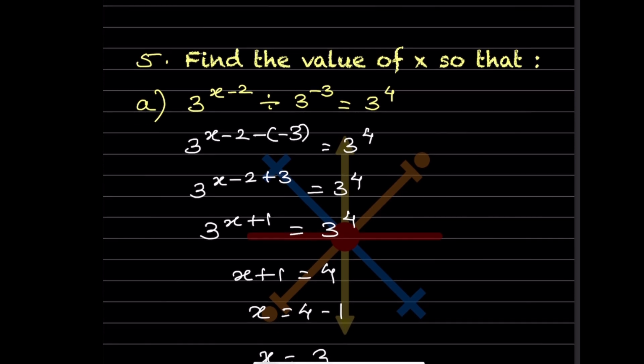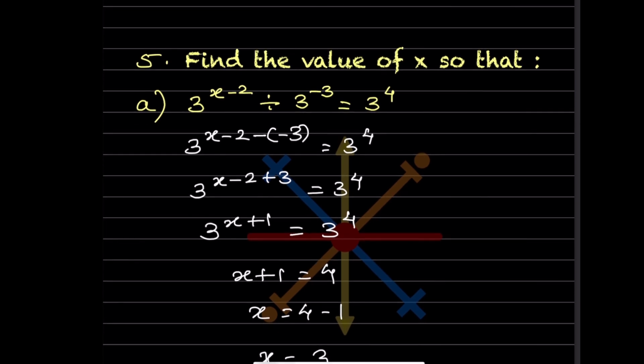Now the next problem, find the value of x. This is a very important problem. This type of problem is asked many times in the exam. So how do we find the value of x? You can see that everywhere the base is the same. Since the base is the same and this is a division, we have the rule: a raised to m divided by a raised to n is a raised to m minus n.